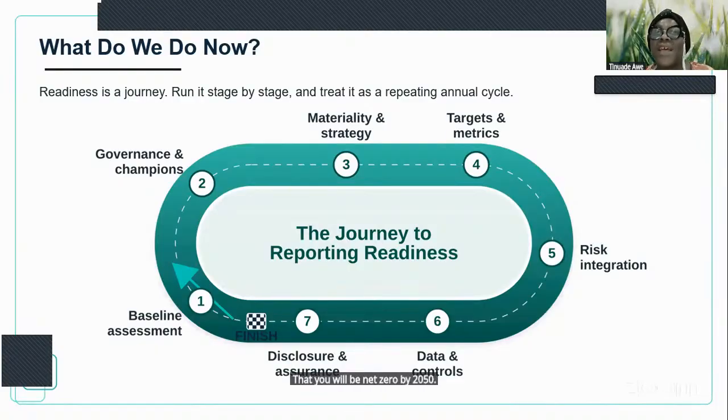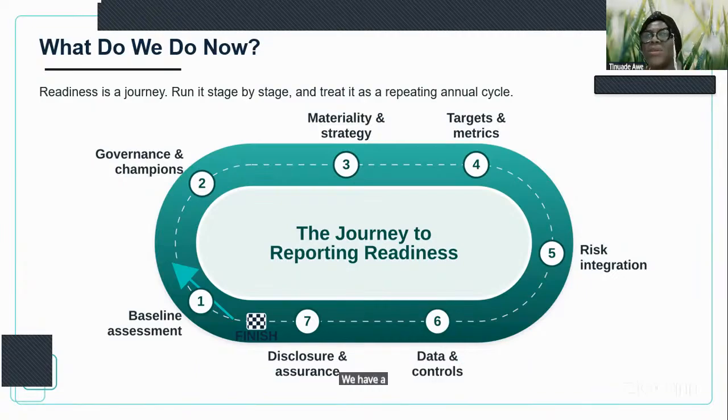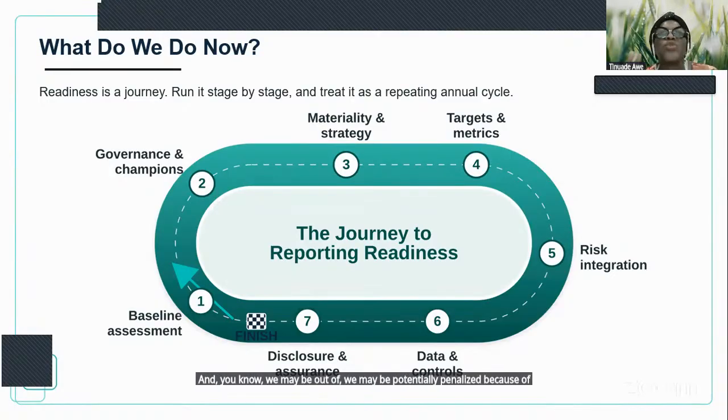Then risk integration, that's what I spoke about before, integrating the risk into your risk management framework. After you've developed all these risks, so we have a physical risk around flooding because we have a very significant warehouse that is in X. We have a transition risk around the Nigerian Climate Change Council having said certain things, and we may be potentially penalized because of that, and so on and so forth.